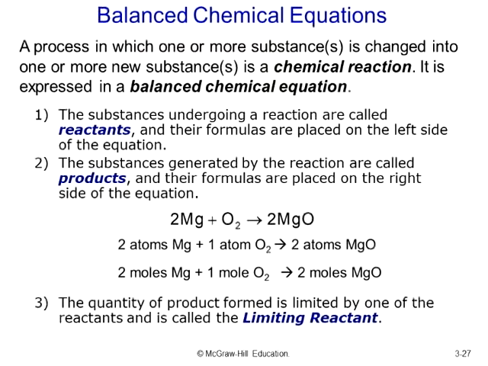We note that the atoms are balanced. 2 atoms of magnesium plus 1 atom of oxygen. 2 atoms of magnesium oxide are formed, or 2 moles of magnesium oxide formed from 1 mole of oxygen. Now, the quantity of product formed is limited by one of the reactants, and that reactant is called the limiting reactant. You will also hear the term limiting reagent used. So occasionally you'll hear limiting reagent instead of limiting reactant. It means the exact same thing.